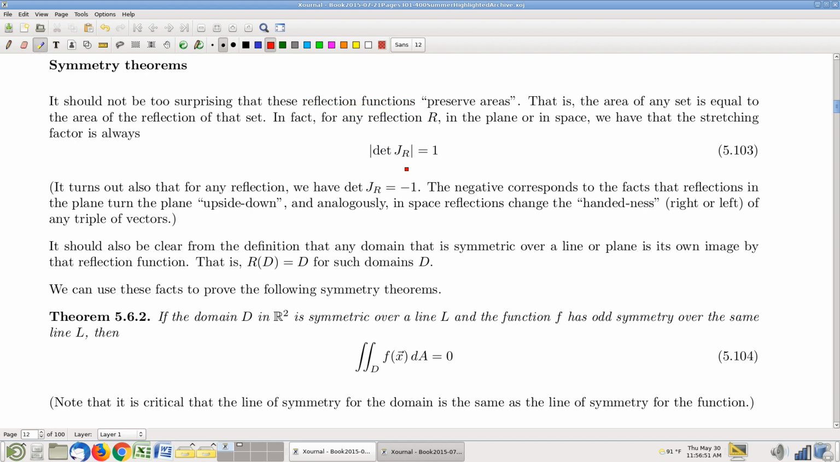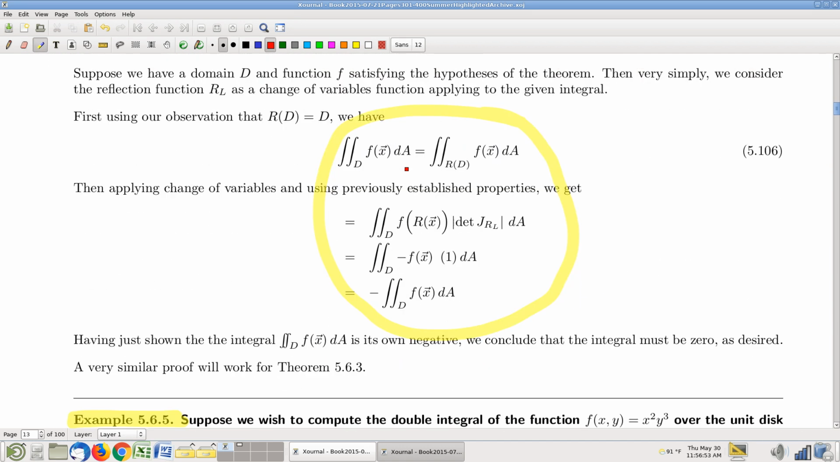Okay. Let me show you how to prove the result. I'll show you the three-dimensional version also, but I want to prove it first. So we are supposing that we have a domain that's symmetric and a function that's odd. First observation: because the domain is symmetric, when you reflect the domain, you get the same domain. It is, after all, symmetric over that line. So I can view the domain as being its own reflection.